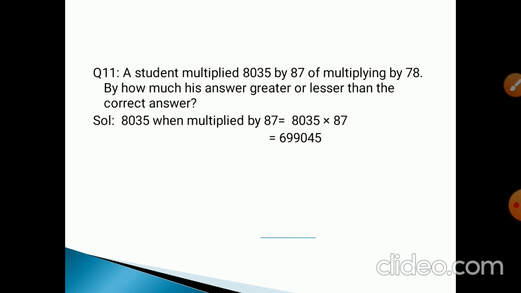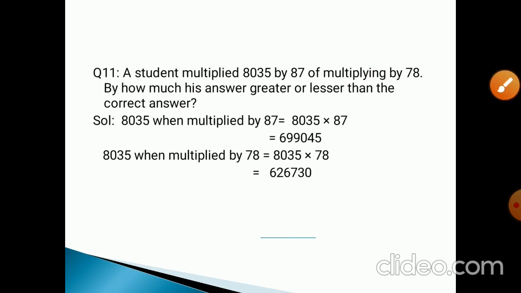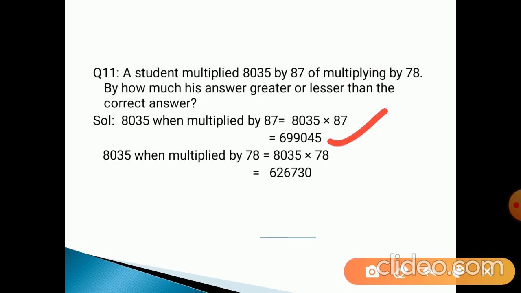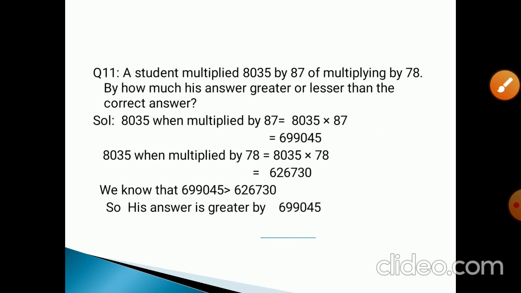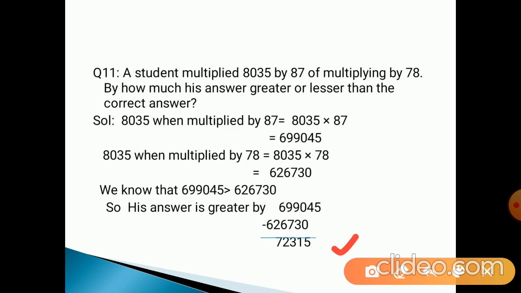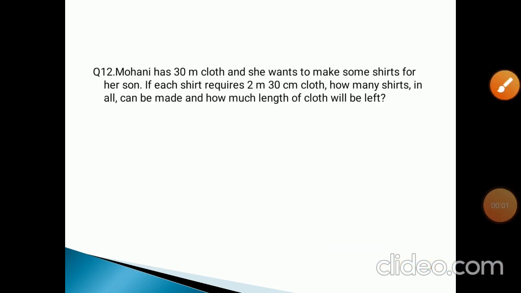So it comes to 6,99,045. Now we will multiply the same number by 78. So it is 6,26,730, and we know that this number is greater. Now we will subtract these numbers. So our answer is, his answer is greater by 72,315.